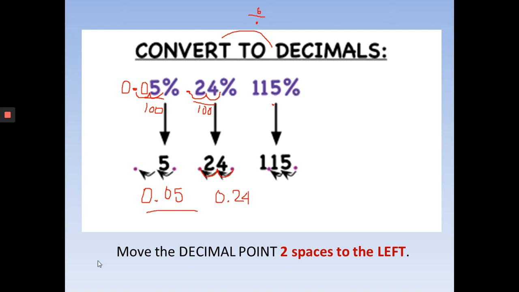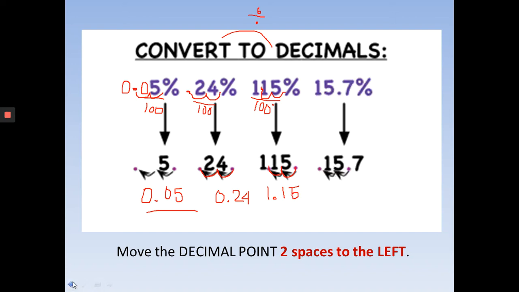Okay, third one, 115%. So to find the decimal, divide this by 100. So let's move our decimal point 1, 2. Then that shows the decimal point is between 1 and 1. Okay, just like here, 1, 2. So it's 1.15 or 1 and 15 hundredths.